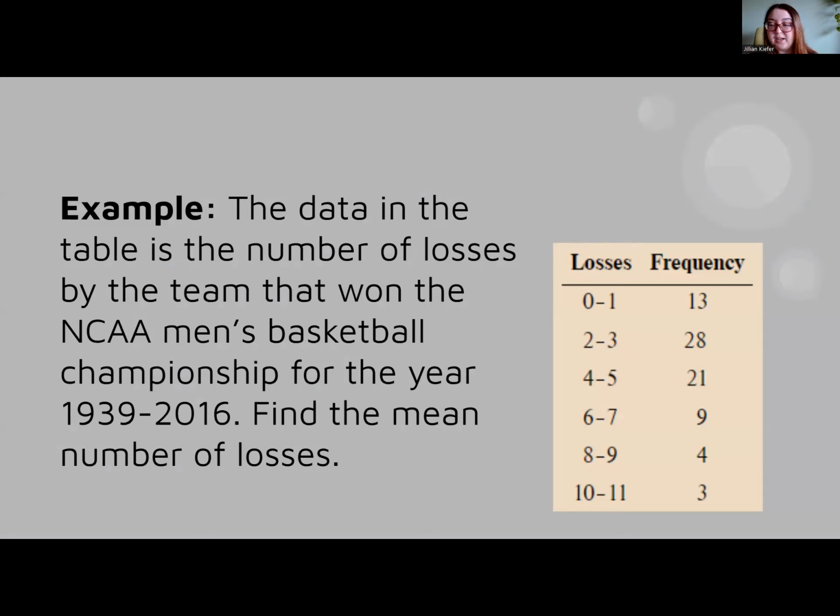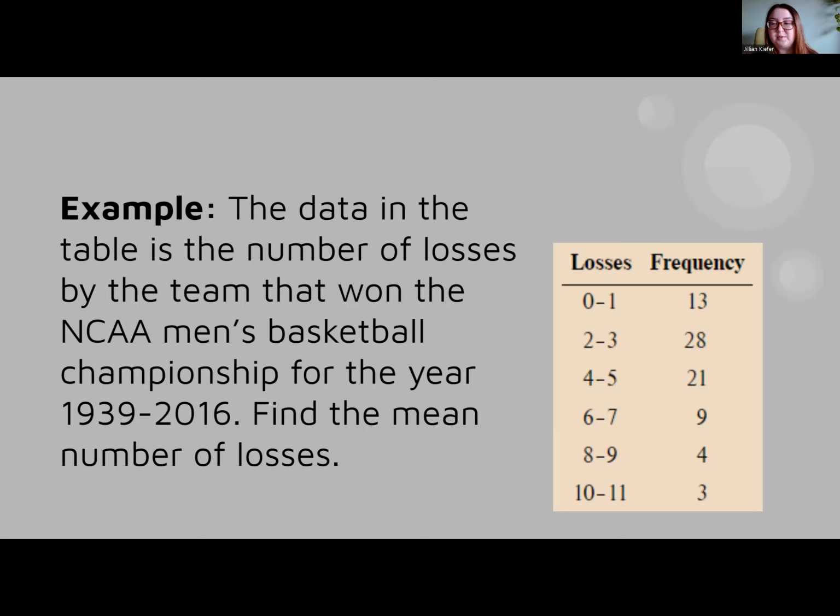So we have our chart here, we have our frequency distribution. Now we see where we have our classes. So we're going to need to use the mean for grouped data as opposed to the mean that we've been using so far. So what we have here is that between 0 and 1, there were 13 losses.